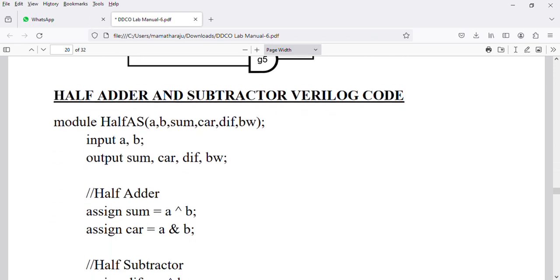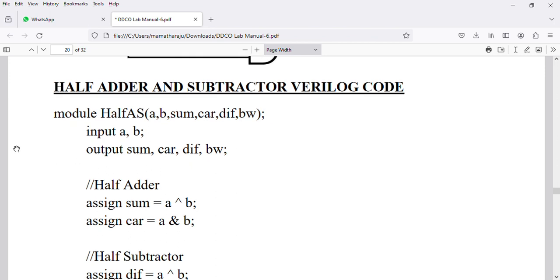Now let's see the Verilog codes. Here we have discussed Verilog code in the second question only. As before, A is one of the inputs, B is an input, sum, and CAR is nothing but our carry, DIF is difference, BW is borrow. These two are inputs and these are all our outputs. Inputs we have listed A, B, and outputs also we have listed: carry, sum, difference and borrow.